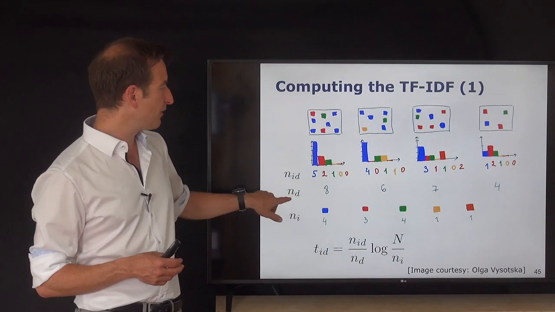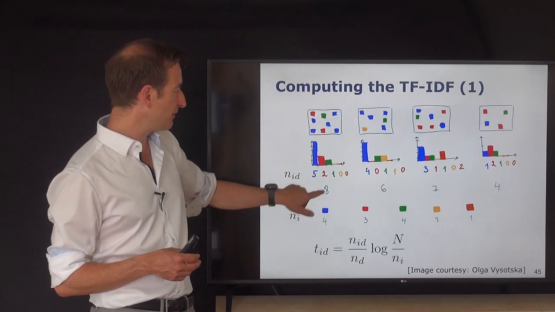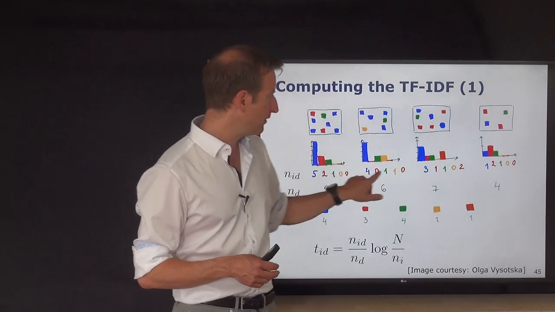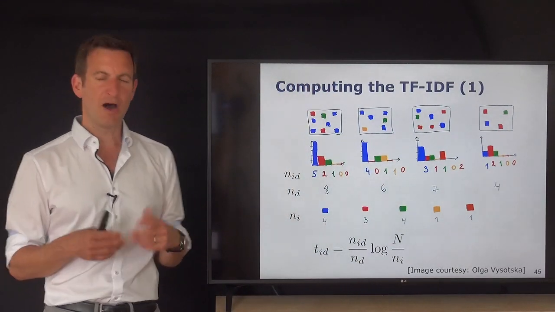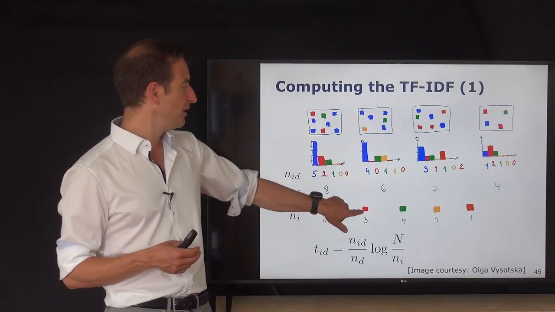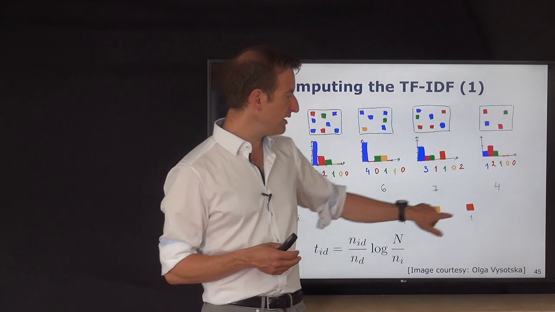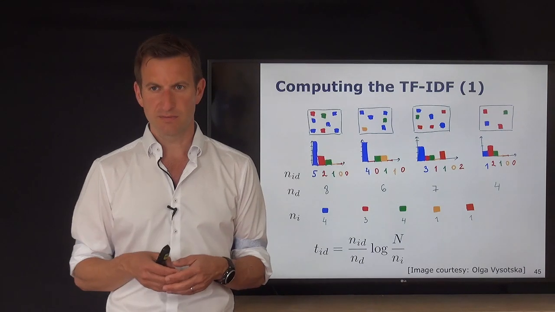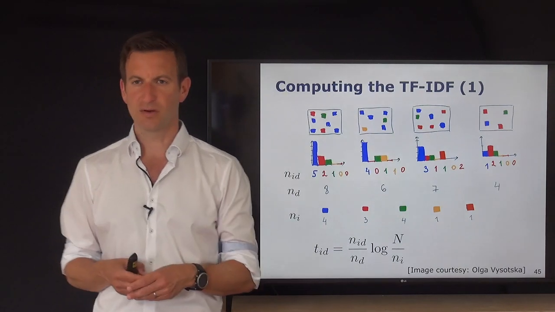And then N_D was the number of occurrences of words in the image. So in image number 0, for example, we have 8 occurrences. Image number 1 has 6 word occurrences, then 7 and 4. So it's basically the sum of the individual counts. And then N_I was in how many images in the database the visual word occurs. So the blue visual word occurs in all 4 images. The red word appears in 3 images. The green one appears in all 4. The green and the orange, the yellow and the orange one appear in just 1 single image. And this we can now use to compute all the histograms with this TF-IDF formula.